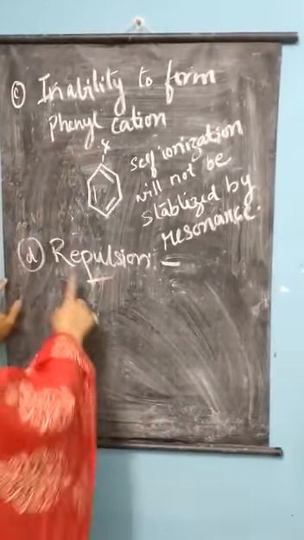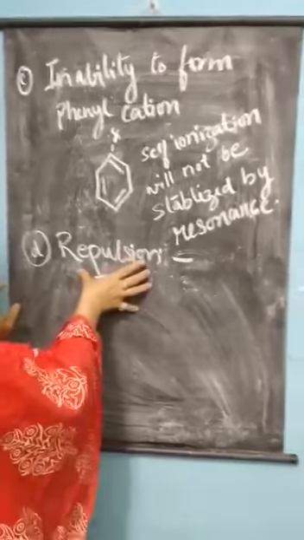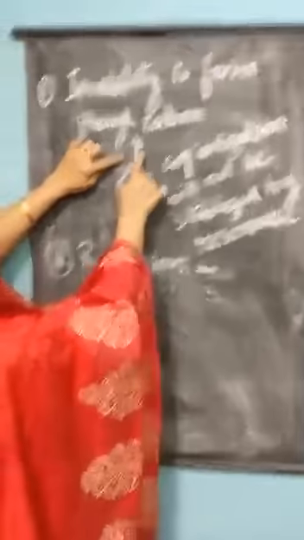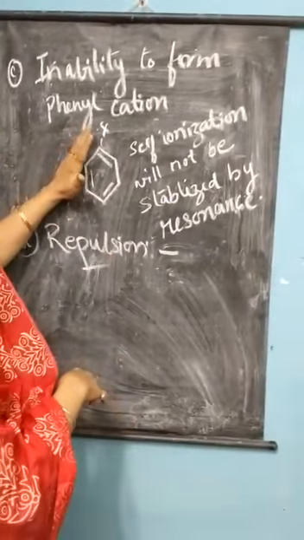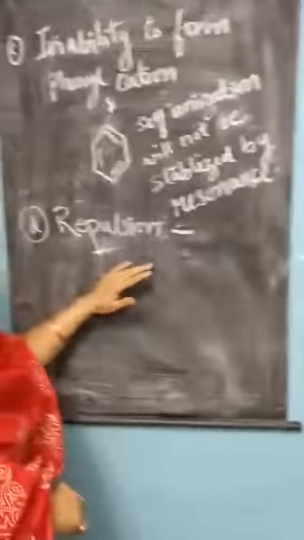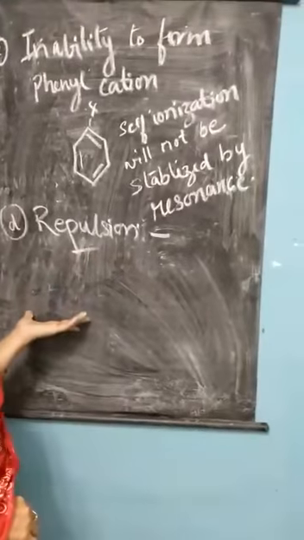Finally, the last important part is repulsion. Since the haloarene already has a negative charge in it, another incoming negative charge cannot be accepted by it. That is why haloarenes do not undergo nucleophilic substitution reaction easily.